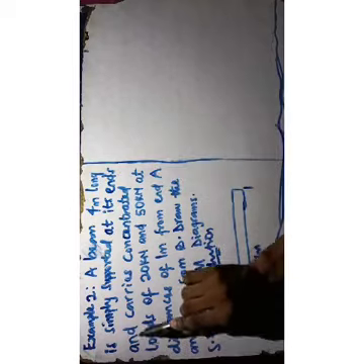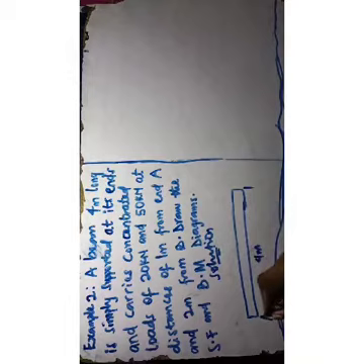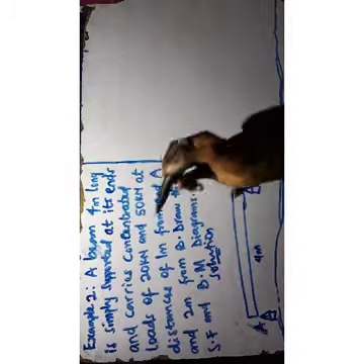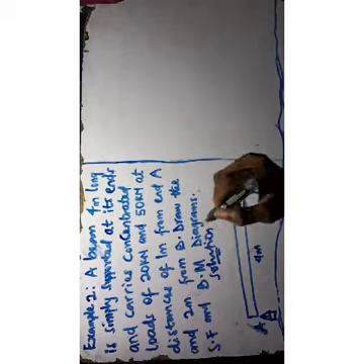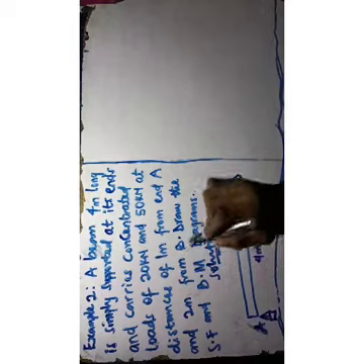Simply supported at its end and carries concentrated load. So at its end means it is supported like this, that is, let's say point A and point B at its end, and carries concentrated loads of 20 kilonewton and 50 kilonewton at distances of 1 meter from end A.